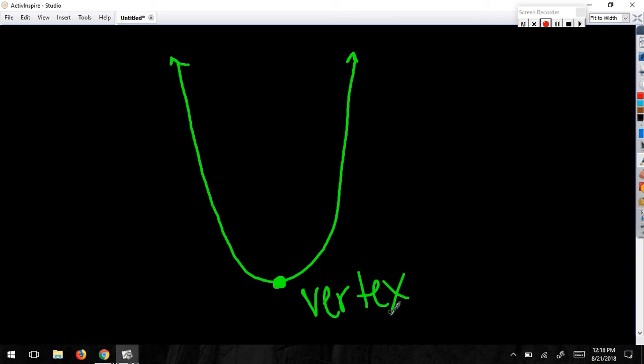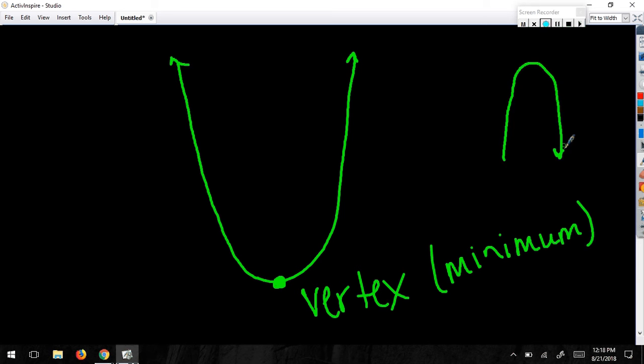Several of you recognized right off the bat that this is the lowest point, and that's very important because when it's opening up like that, this is a minimum. Now, if it opened the other way, it would be a what? A maximum, right? If it did this, then that vertex is still a vertex, but that vertex becomes a maximum.